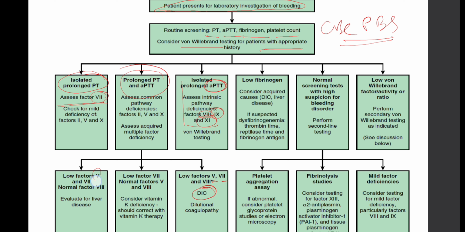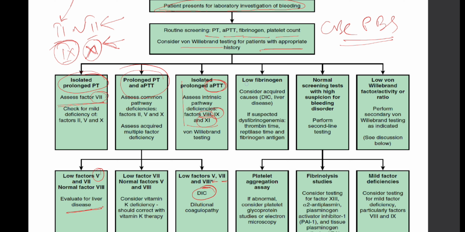If only factor 10 is decreased, then it may be a problem in the liver, because, as I say, in liver disorder, factors 2, 7, 9 and 10 are affected. So in liver problems, or in vitamin K deficiency, the common pathway factor is factor 10. So if factor 10 is deficient, or factor 9 in the intrinsic pathway, factor 7 in the extrinsic pathway, factor 2 in the common pathway, then think about liver problems.